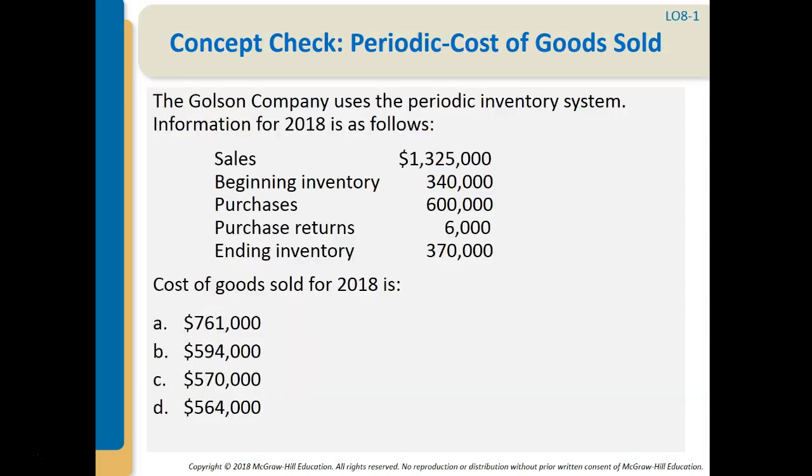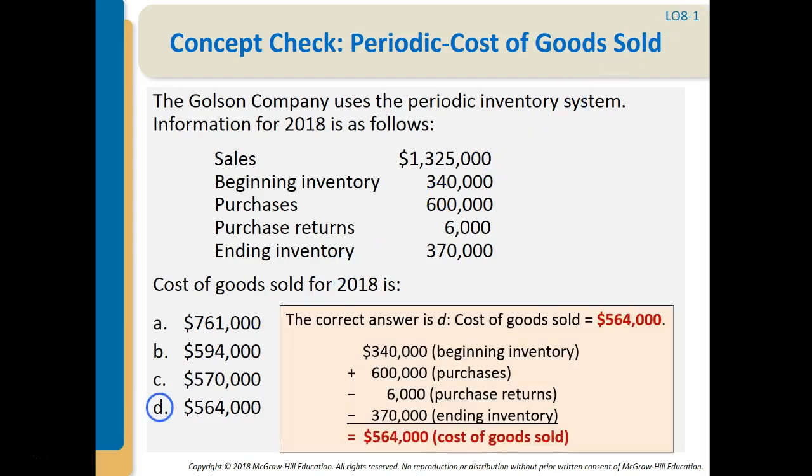So let's take a look at our first concept question. The Golson Company uses the periodic inventory system. Information for 2018 is as follows. We have our sales, our beginning inventory, purchases, purchase returns, and ending inventory. So our cost of goods sold for 2018 will be the beginning inventory plus our purchases minus our purchase returns minus our ending inventory to give us $564,000 in cost of goods sold.